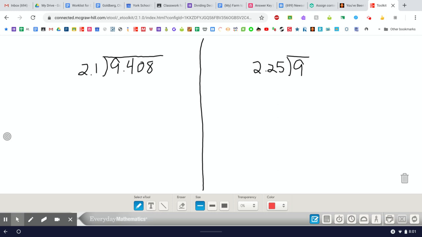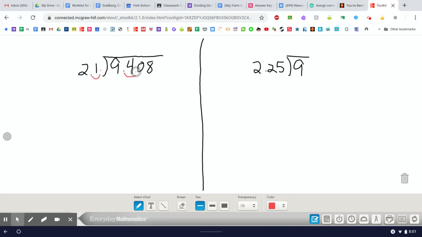Step one. Yes, we have to move the decimal to the right of the new ones place in our divisor. So we can pretend like our divisor is the whole number 21. But because we moved the decimal one place in our divisor, in essence multiplying it by 10, so 2.1 becomes 21, we have to do the same thing in our dividend.